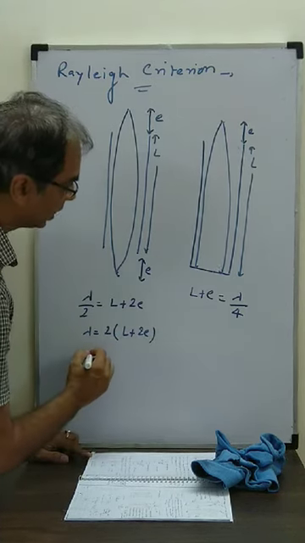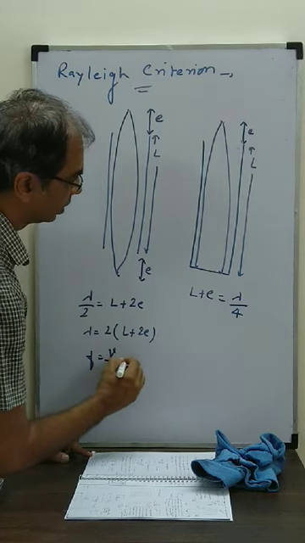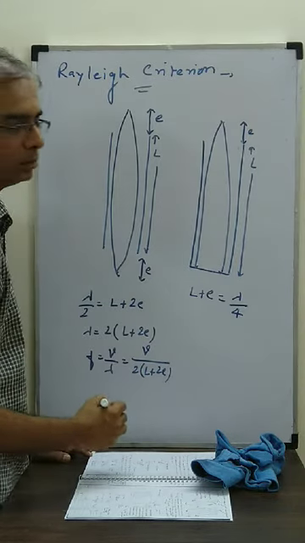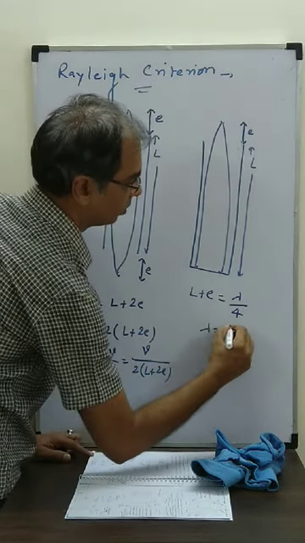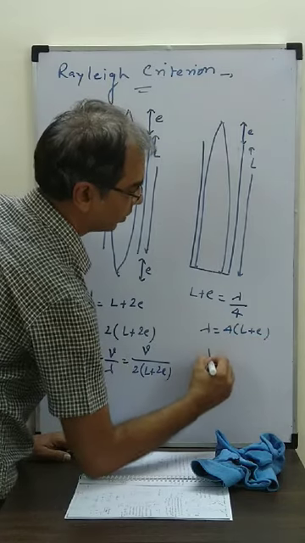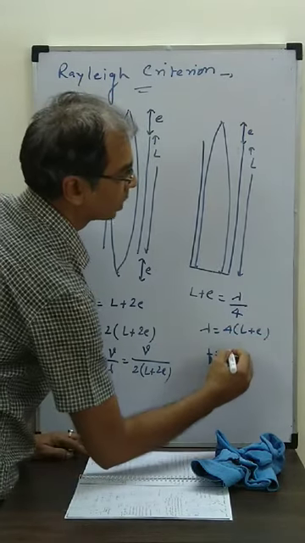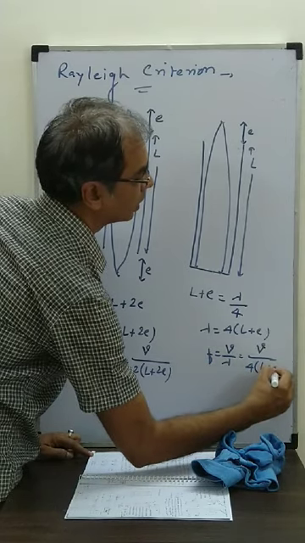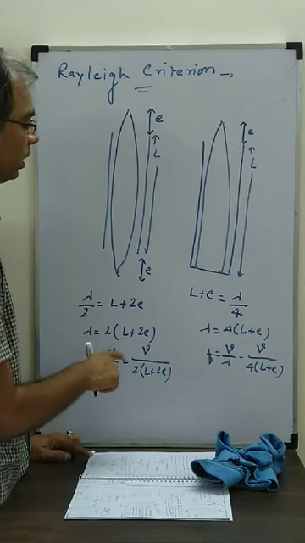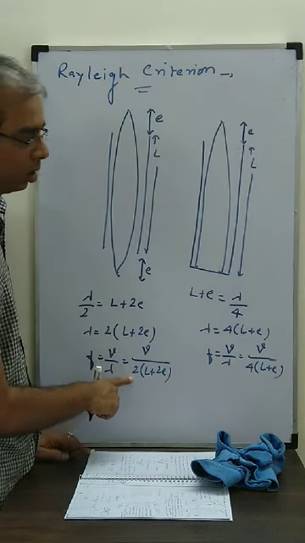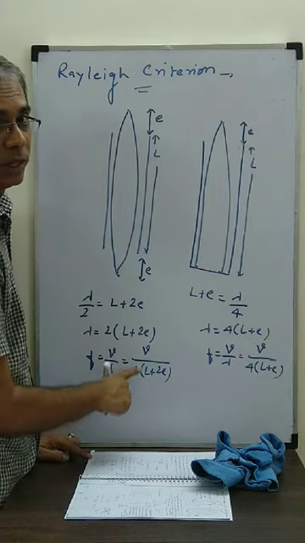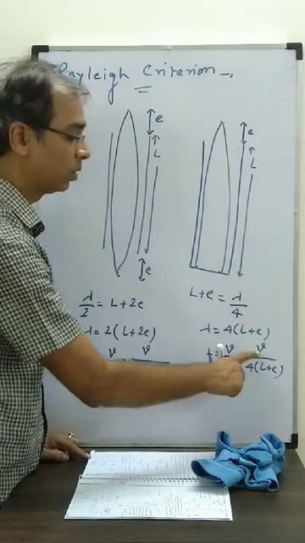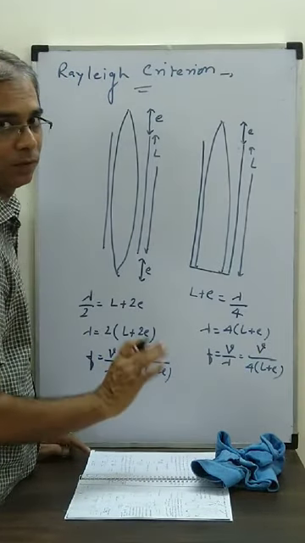So frequency in this case will be V by lambda, that means V by 2 into (L plus 2E). Same way here, lambda is 4 into (L plus E). So frequency here will be V by lambda, that is V by 4 into (L plus E). So here when we were using V by 2L for normal modes, now we are going to use V by 2 into (L plus 2E). Here we were using V by 4L, so here we are going to use V by 4 into (L plus E). That we have to remember.